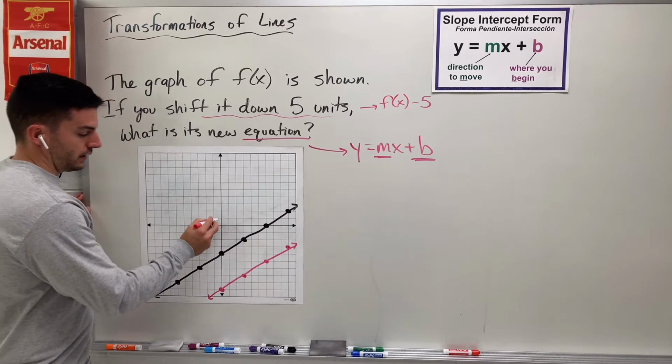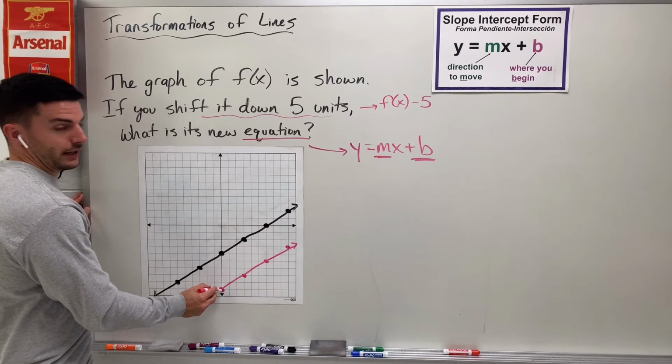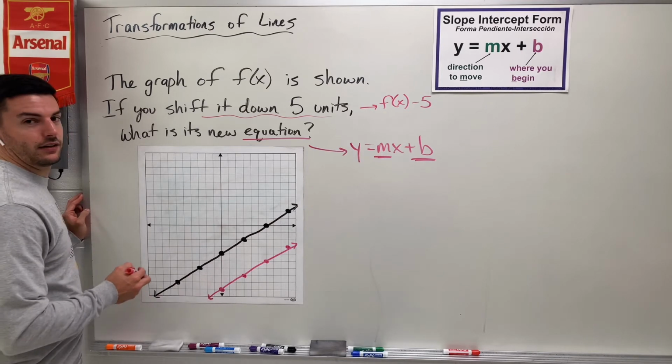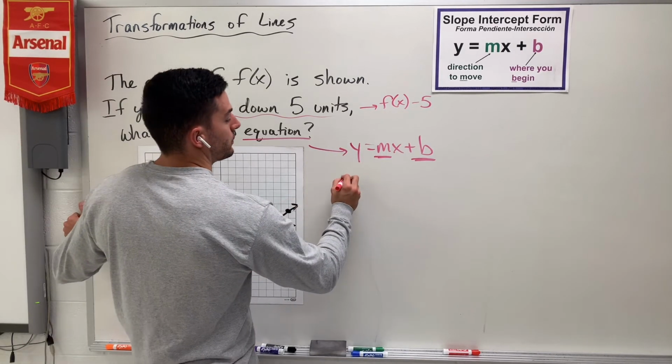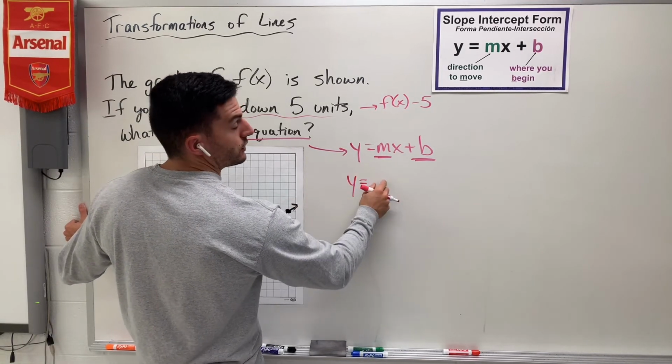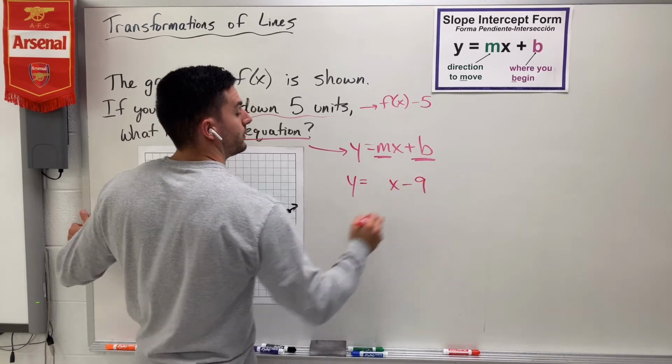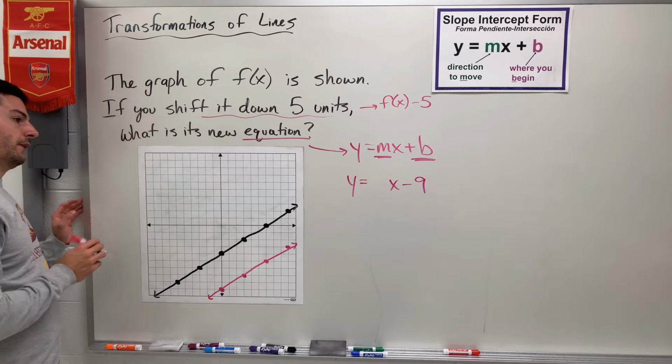So this line goes through the y-axis all the way down here, right? That's where it touches the y-axis, and that is all the way down at -9. So I know this equation is going to be y equals something times x, and then that b value, minus 9. That's what I know right now.